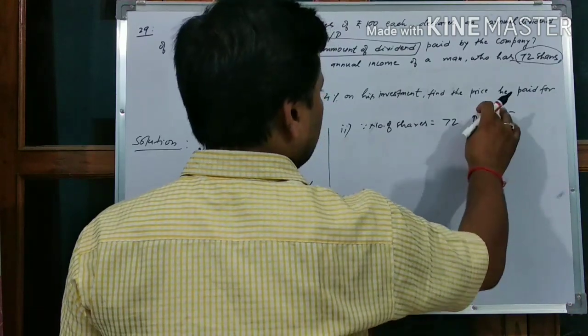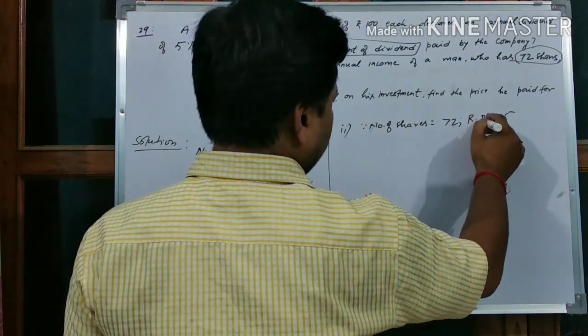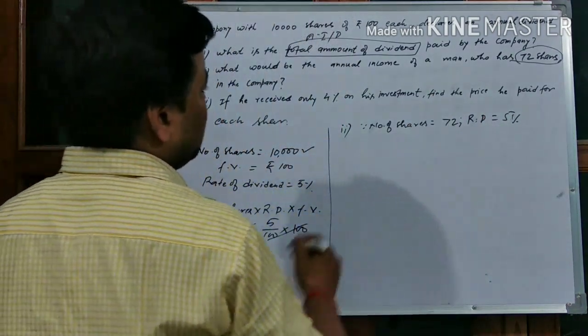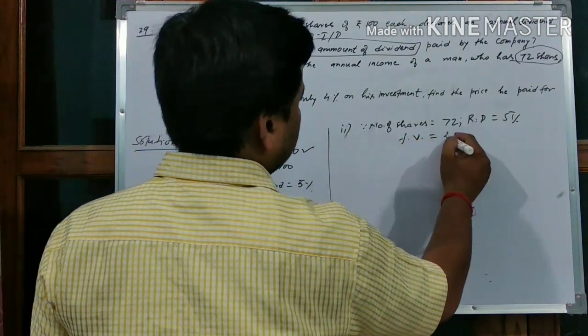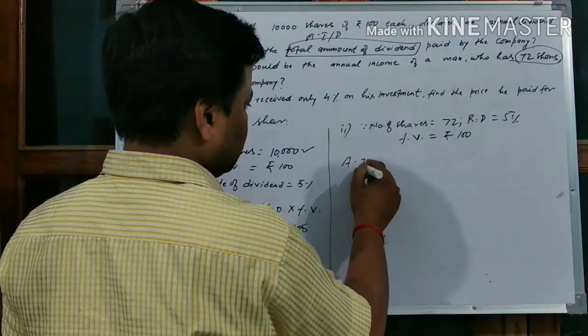Rate of dividend is equal to 5%, and again the face value will be the same, that is 100 rupees per share. In this situation, what is the annual income?